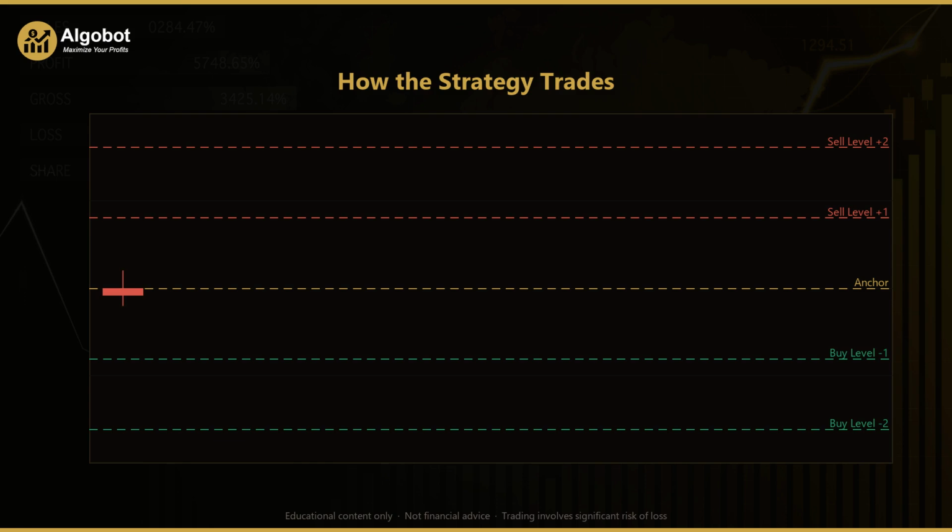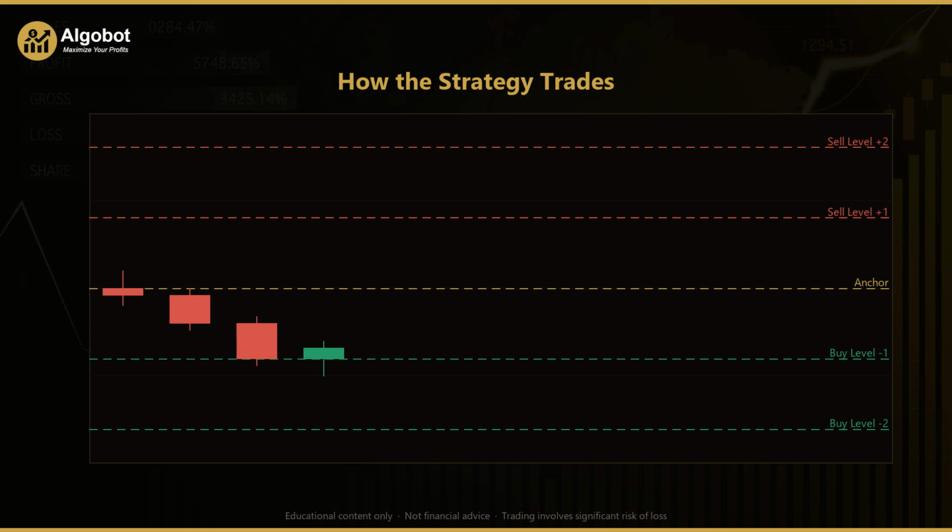Let's bring this to life on the chart. Notice there is no oscillator panel at the bottom, because this strategy uses no indicators. Instead, the gold dashed line in the middle is the anchor, the green dashed lines below it are the buy levels, and the red dashed lines above it are the sell levels. This ladder is the entire engine. Watch the first few candles.